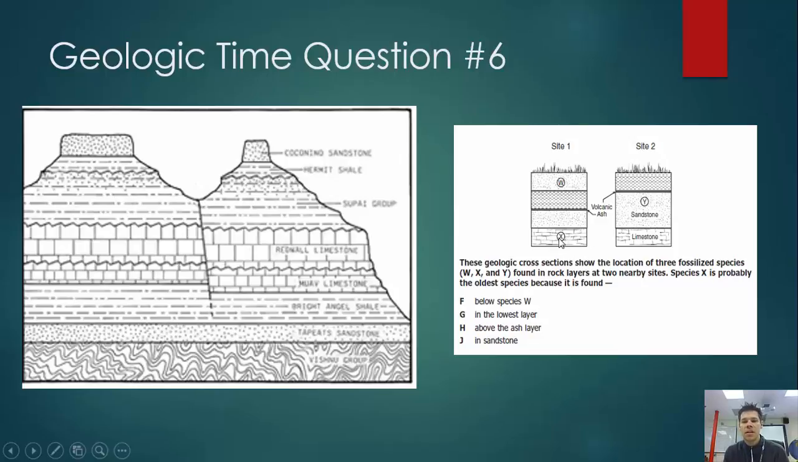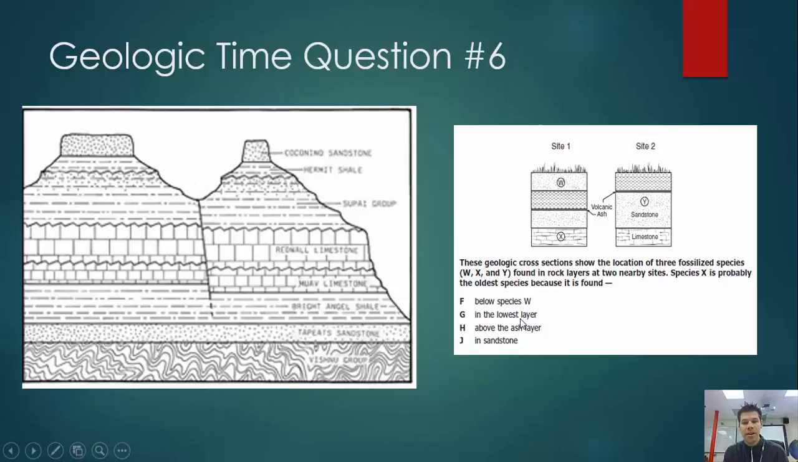So the reason X is the oldest species in this diagram is because we can tell that the limestone is the oldest rock because it's on the bottom. So species X is probably the oldest because it is found below species W, okay?